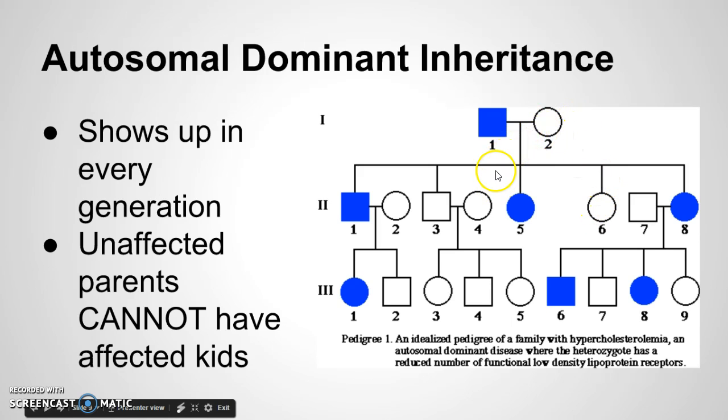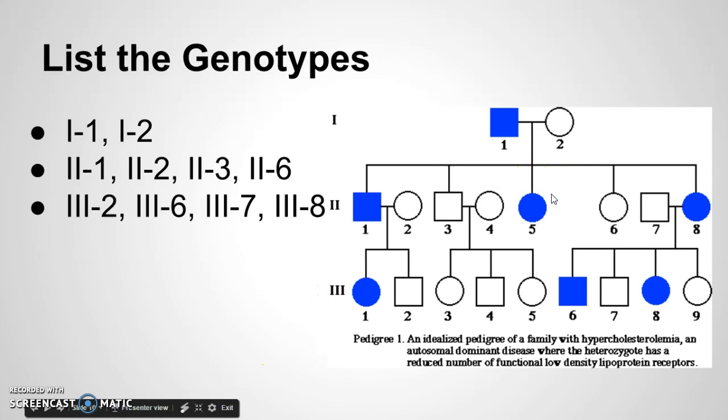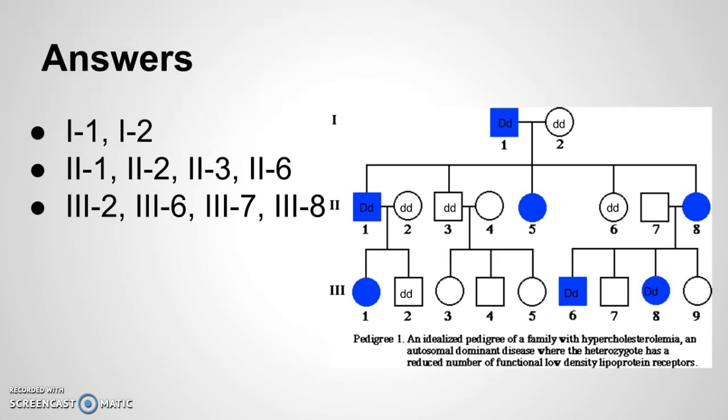So this one, if you have the dominant gene, you have it. So unaffected parents cannot have affected kids, and it shows up in every generation because it is dominant. So list your genotypes here, and pause the video, write them down, and check your answers.